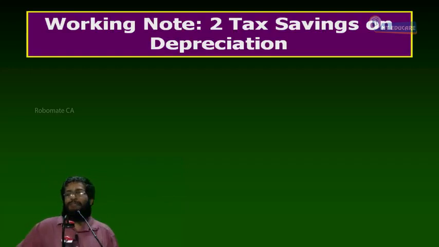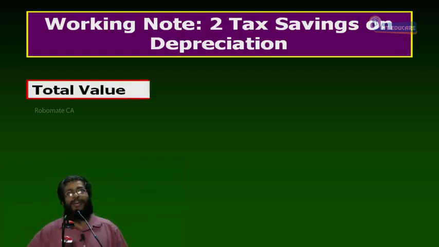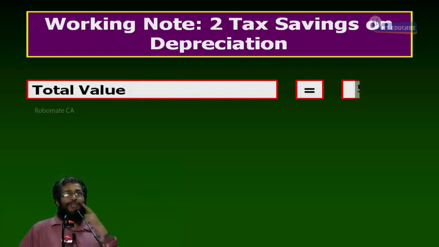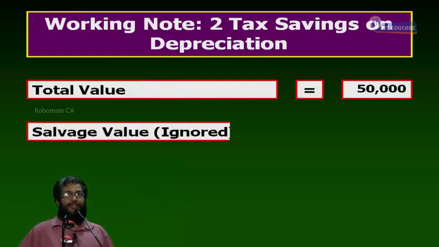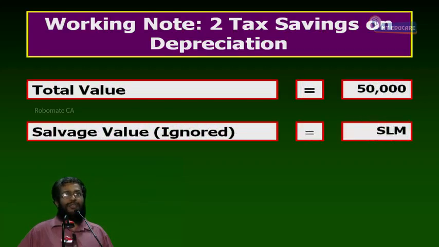Tax savings on depreciation. My question is, which method do I use? SLM. Should I depreciate the book value minus salvage value, or the full cost? Full cost. Who said? In which point? The point is that the full cost of the computer will be written off. Okay, write down: total value 50,000. Salvage value ignored.